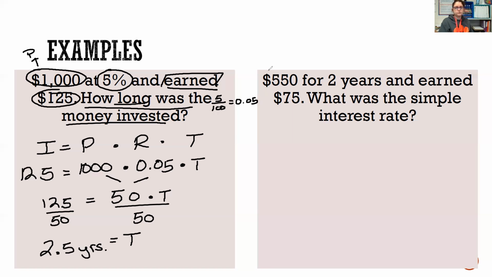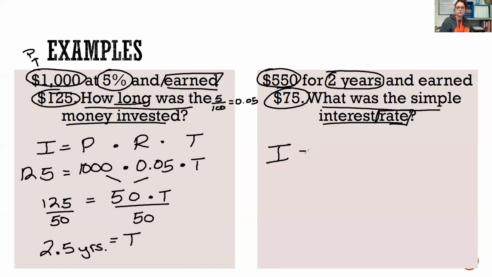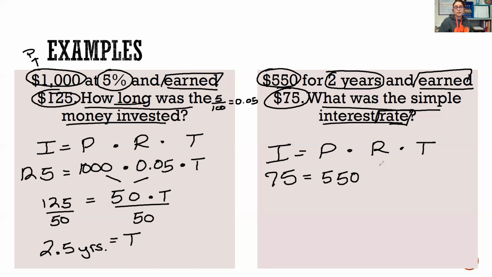Okay, we have $550 invested for 2 years, and it earned $75. What is the simple interest rate? Well, here's my keyword of what I'm looking for, my rate. Okay, I equals P times R times T. My I, that's how much I earned. That's $75. My principal is how much I started with, $550. I'm looking for my rate, so I'm going to put R. And I invested for 2 years.